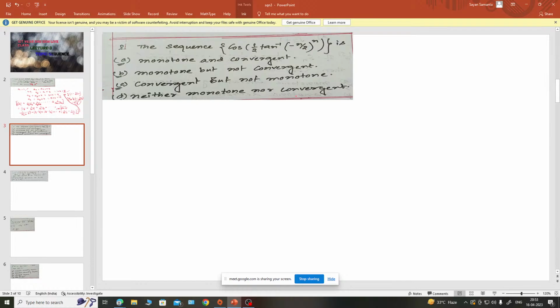Everyone solve this question and please comment. What is the answer of the given sequence?